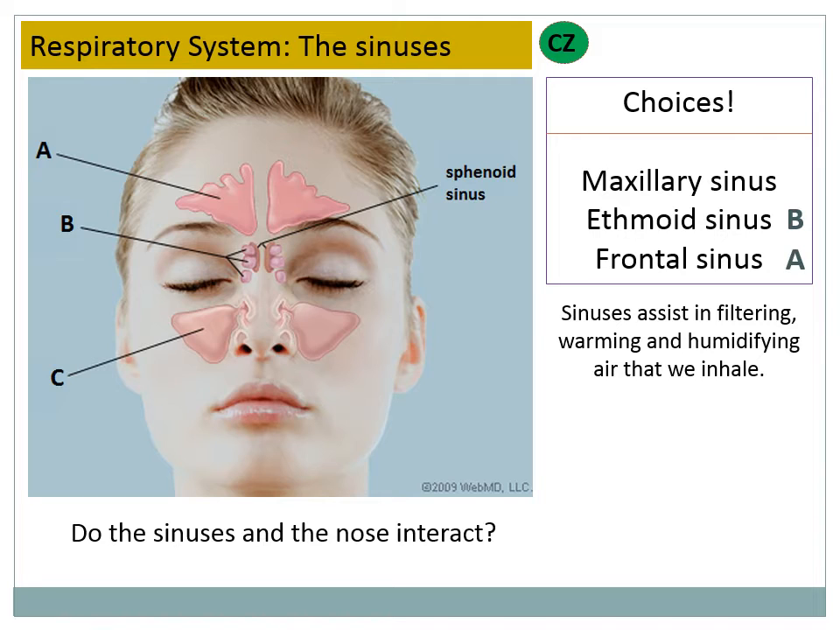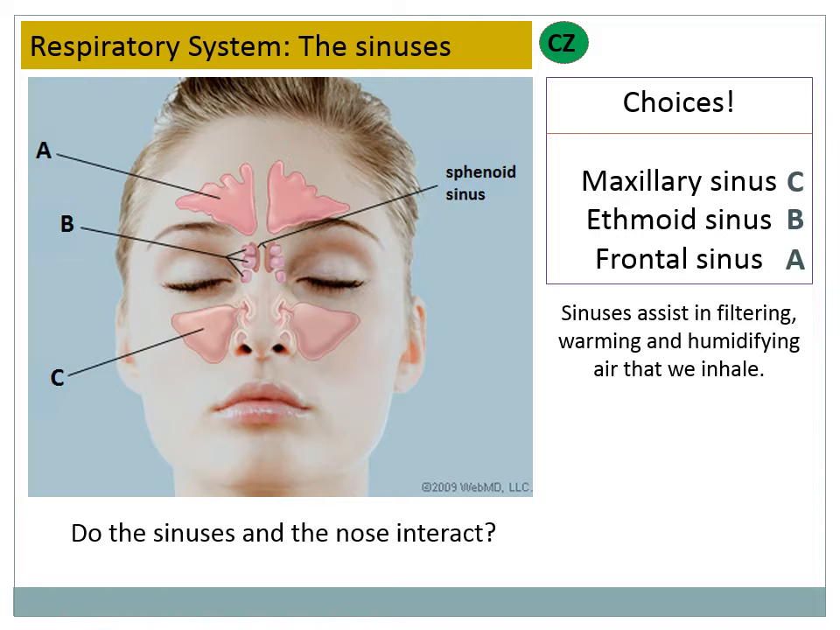That leaves C, which is going to be our maxillary sinus. If you think about what bone you are close to with your maxillary sinus, you're very, very close to the maxilla. That's why it's called the maxillary sinus, because you're very close to your maxilla. So again, your sinuses are there to help filter, warm, and humidify air that we inhale.